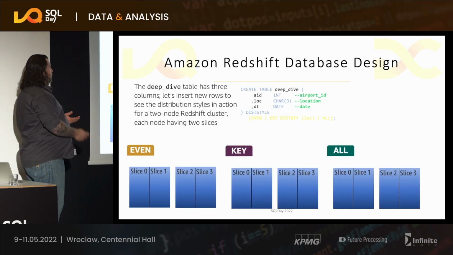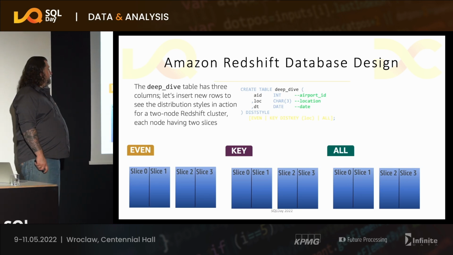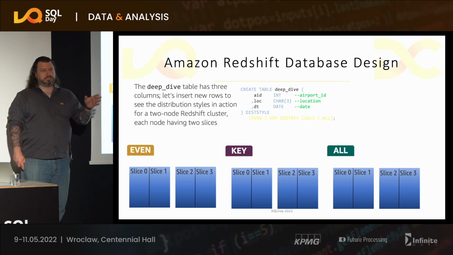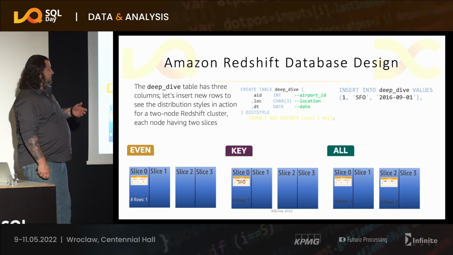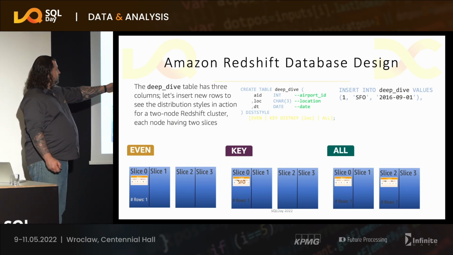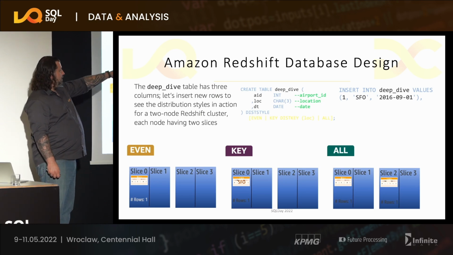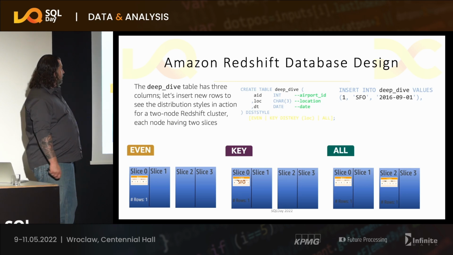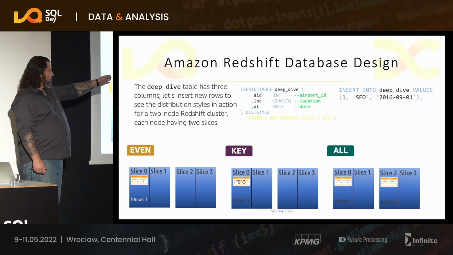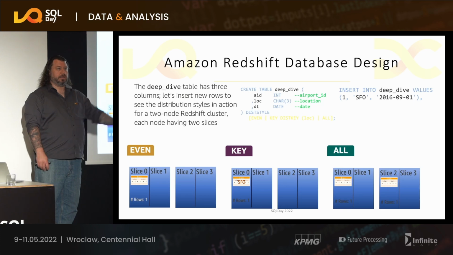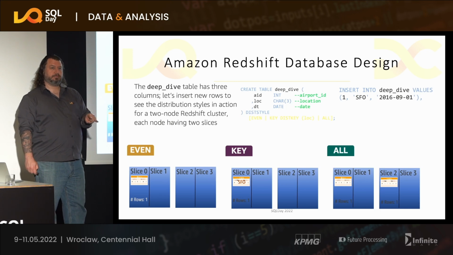So what do these look like? If we go to our deep dive table, we've got airport ID, location, and date. We've got the three different types of distribution style, the functional types of distribution style there. If we add a row for San Francisco, for the key distribution, it's not showing up well here, but essentially the distribution key that's been picked is the location. If we insert that, what we end up with is, on slice 0 and even, we've got a record. The key has taken SFO, hashed it, and said, right, it's going to go here. And then in all, it goes into the leading slice on each compute node, okay?